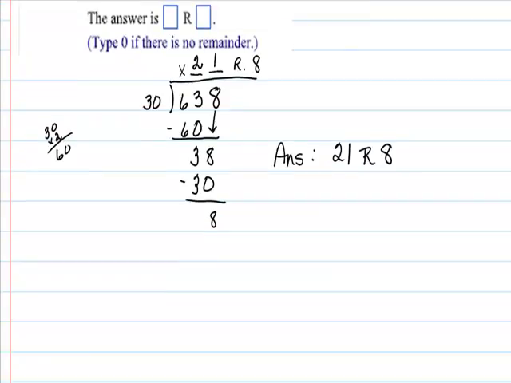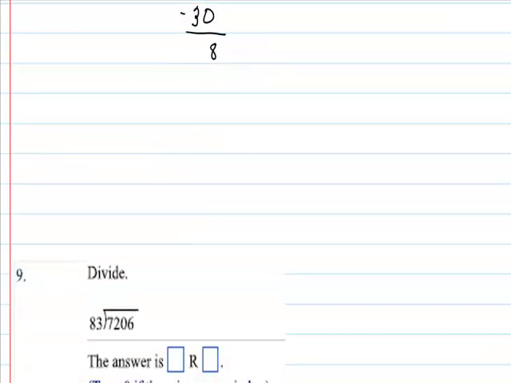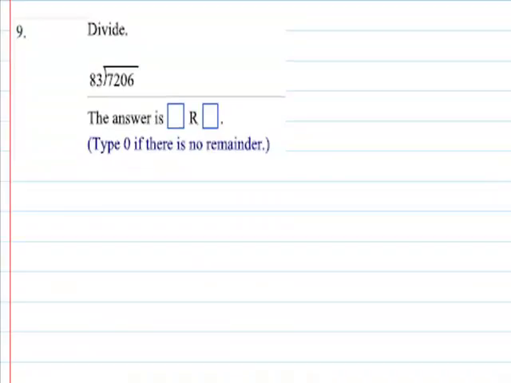Right now, I think we have one more. And I'm going to use plenty of room to do this one. I've got 83 into 7206. Now, we would all prefer to have a calculator, but we have to be able to do this without one. All right. The first thing you do is decide where the answer will sit up here. What will its size be?